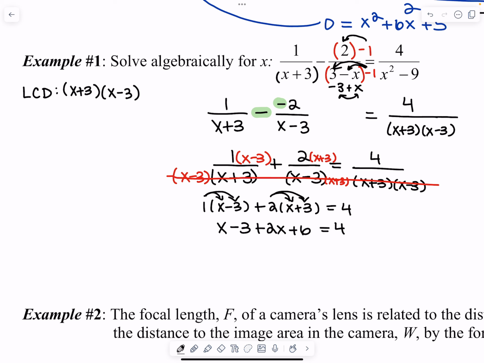Notice this equation is not quadratic. The highest exponent of x is just a 1. So I'm going to combine like terms. I get 3x minus 3 plus 6 is plus 3 equals 4. I'm going to subtract the 3, so 3x equals 1, and I'm going to divide by 3.